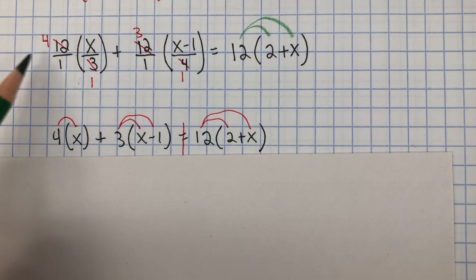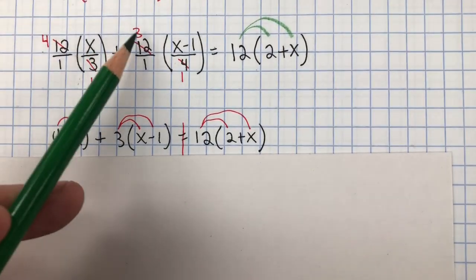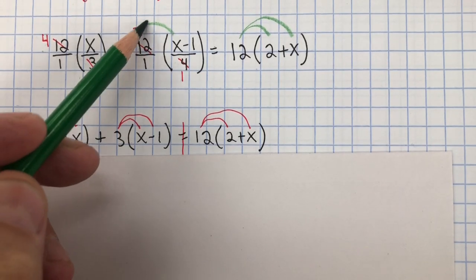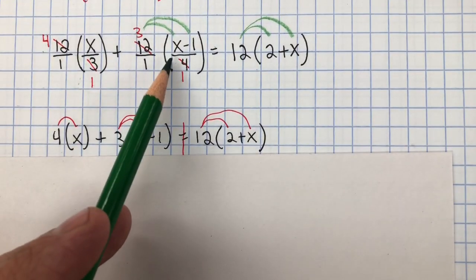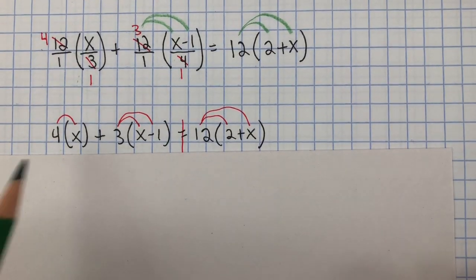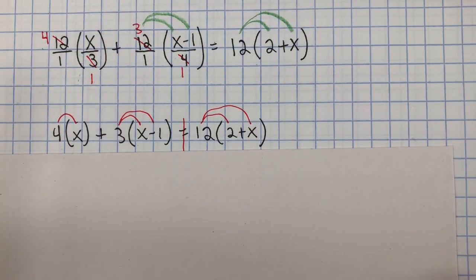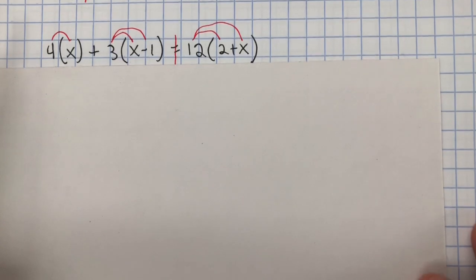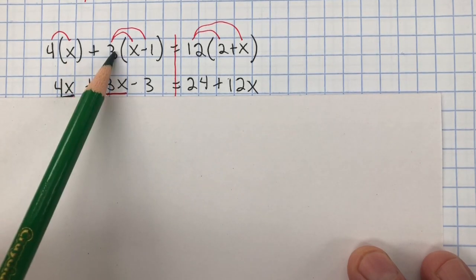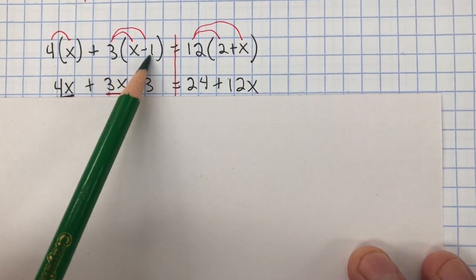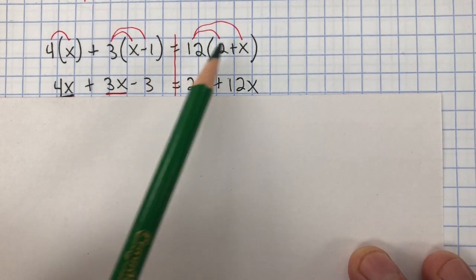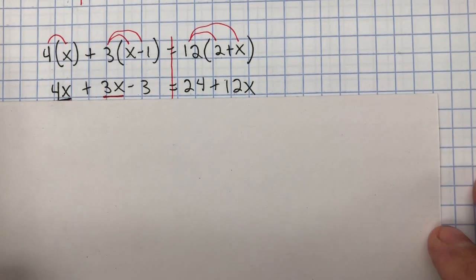And now, 4 multiplied by x is 4x. 3 multiplied by x. So you have to, again, remember, distribute to both terms. And then we have 12 multiplied by the quantity of 2 plus x. So I still have a lot of distributing to complete. Now, 4 multiplied by x is 4x. 3 multiplied by x is 3x. 3 multiplied by negative 1 is negative 3. 12 multiplied by 2 is 24. And 12 multiplied by x is 12x.